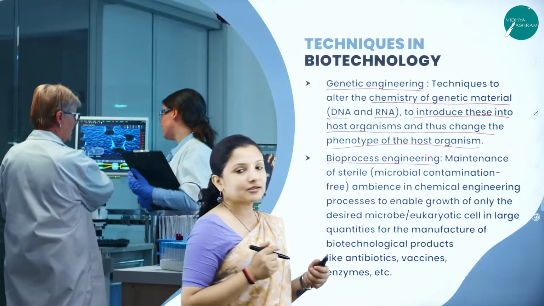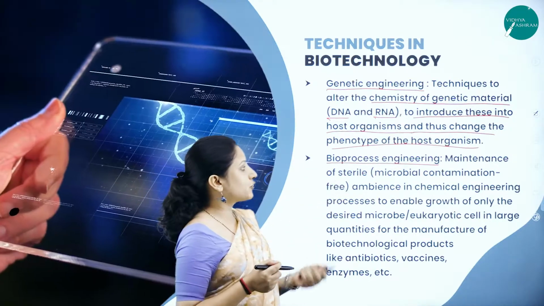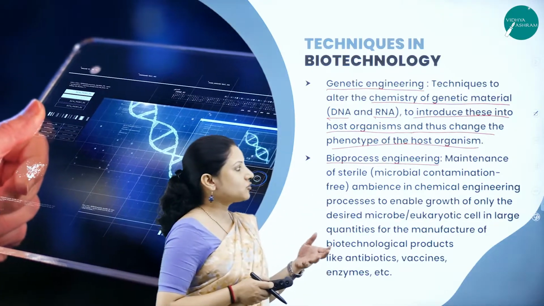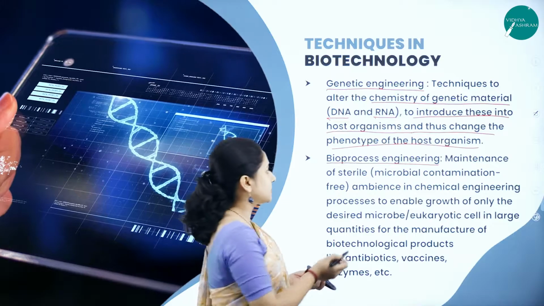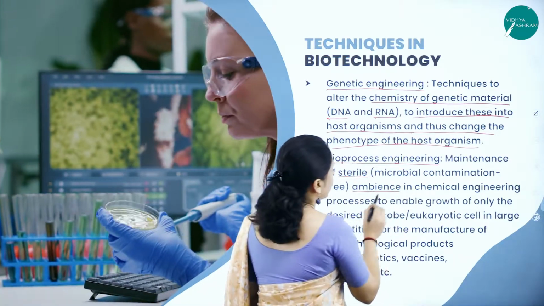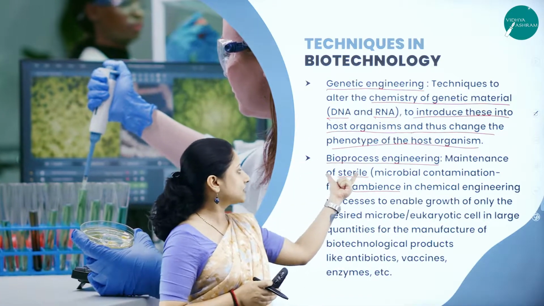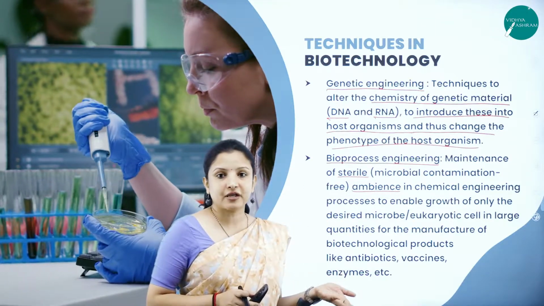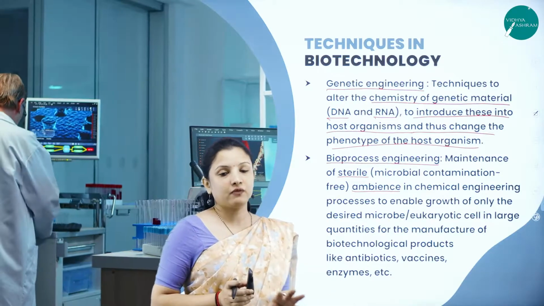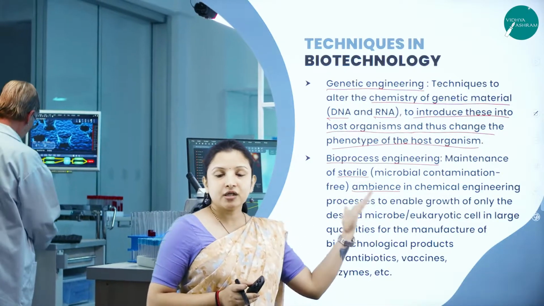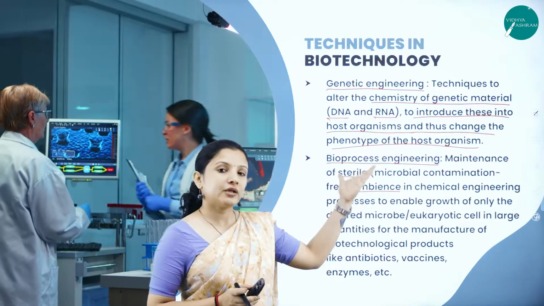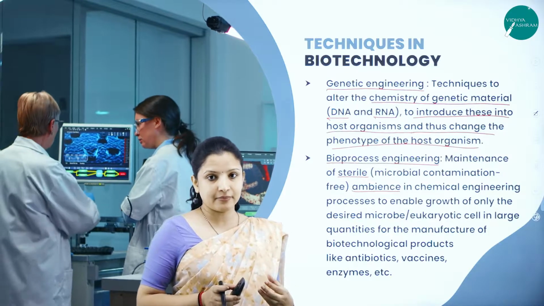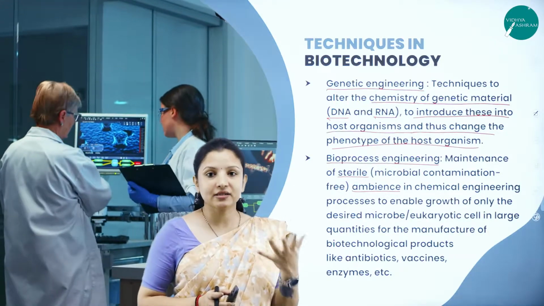Next, one more technique that is used in biotechnology is bioprocess engineering. So in bioprocess engineering, they try to maintain a sterile ambience. When I say sterile ambience, don't get confused with the word sterile in biology, because when it comes to plants, sterile has a different meaning. When it comes to laboratory work, sterile also has a different meaning. So here I am talking about laboratory work. When it comes to laboratory work, sterile means you're maintaining a clean lab, a lab that has been disinfected.